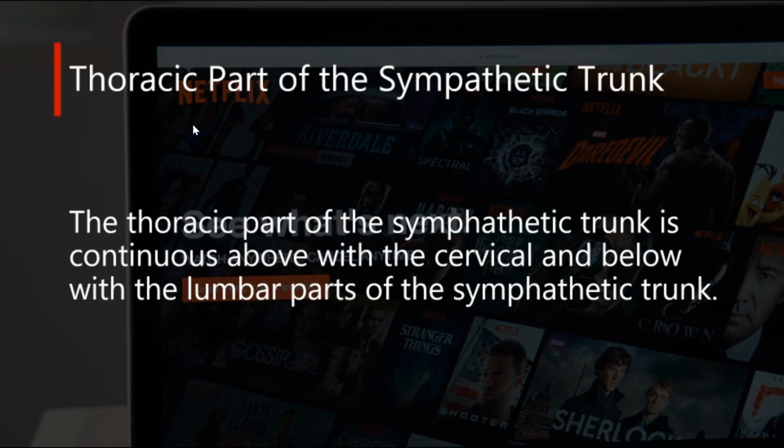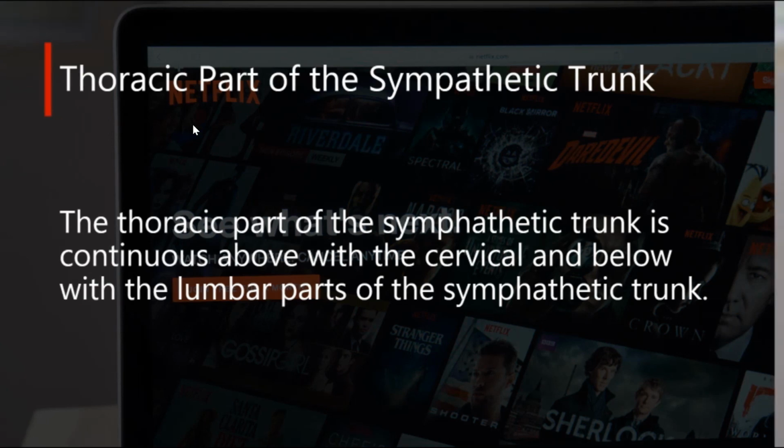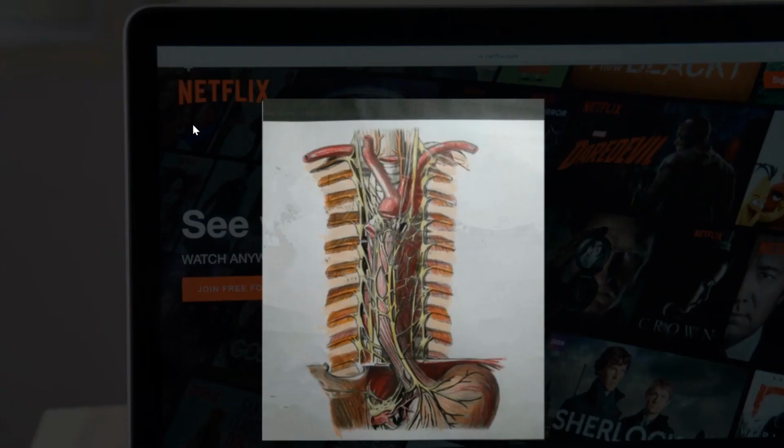Thoracic part of the sympathetic trunk. The thoracic part of the sympathetic trunk is continuous above with the cervical and below with the lumbar parts of the sympathetic trunk. So this is the sympathetic trunk. The sympathetic trunk has 12, often 11, segmentally arranged ganglia, each with white and gray rami communicantes passing to the thoracic spinal nerve. The first ganglion is often fused with the inferior cervical ganglion to form the stellate ganglion.